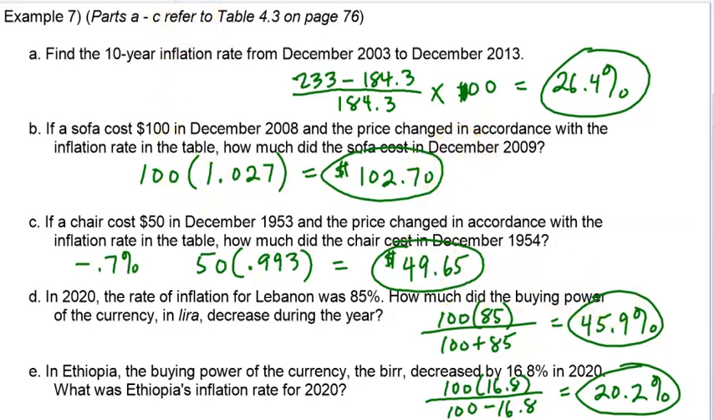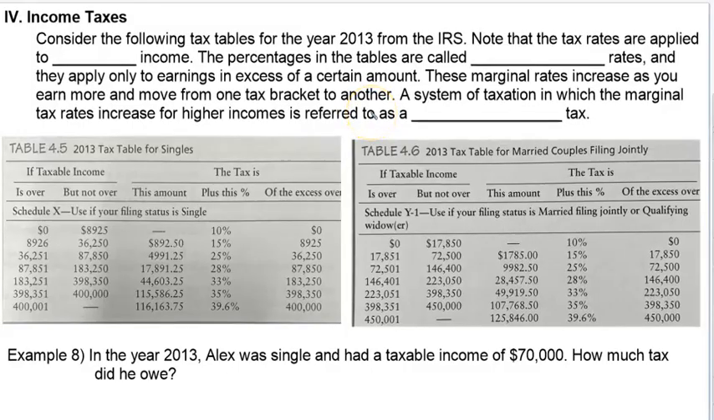Okay, so let's move on to our next topic, income taxes, personal income taxes. The IRS provides tables for us to calculate personal income taxes, and it will depend on whether you're single or married. So we have one of each here. So let's fill in some blanks. Consider the following tax tables. This is old data, but the calculations are the same. The numbers will change from year to year, but the way you calculate taxes is the same.